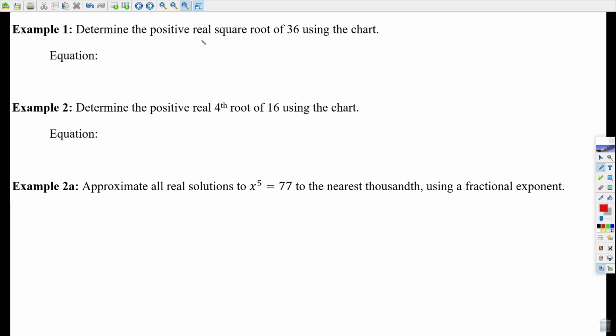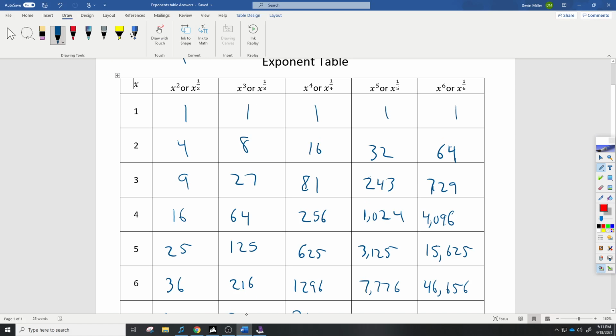Example 1, determine the positive real square root of 36 using the chart. Now you might already know what the square root of 36 is, right? You might look at this and say, oh yeah, I know that's 6. I'm going to show you how to use the chart with that. So let's go back and look at it.